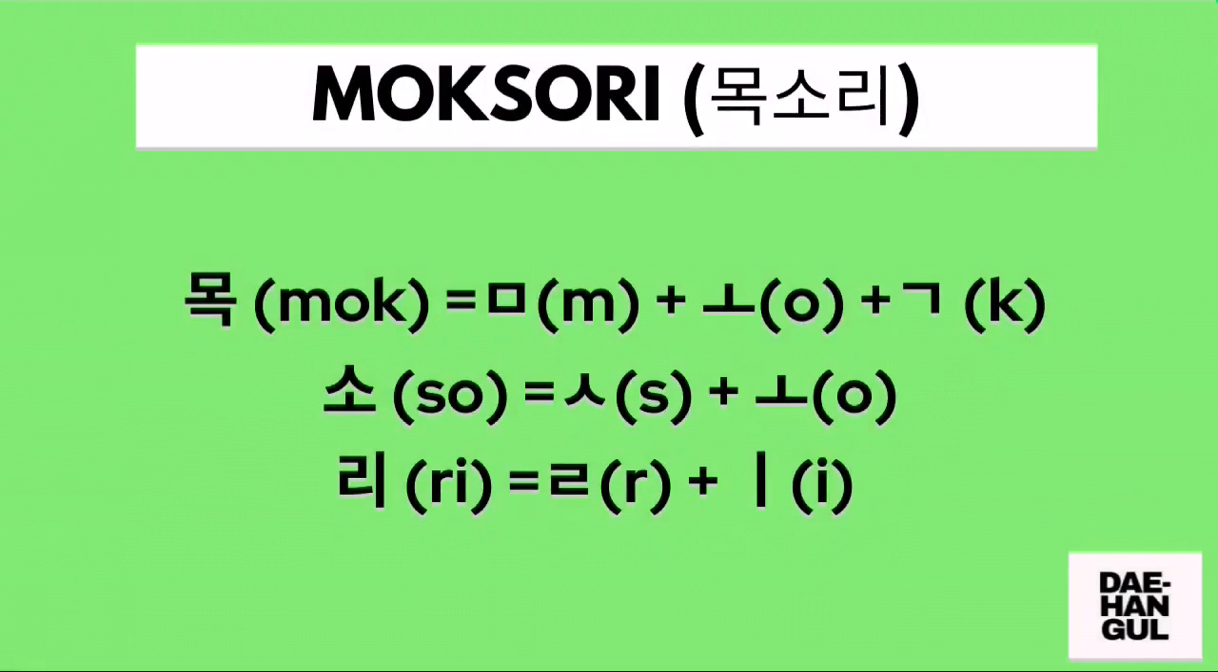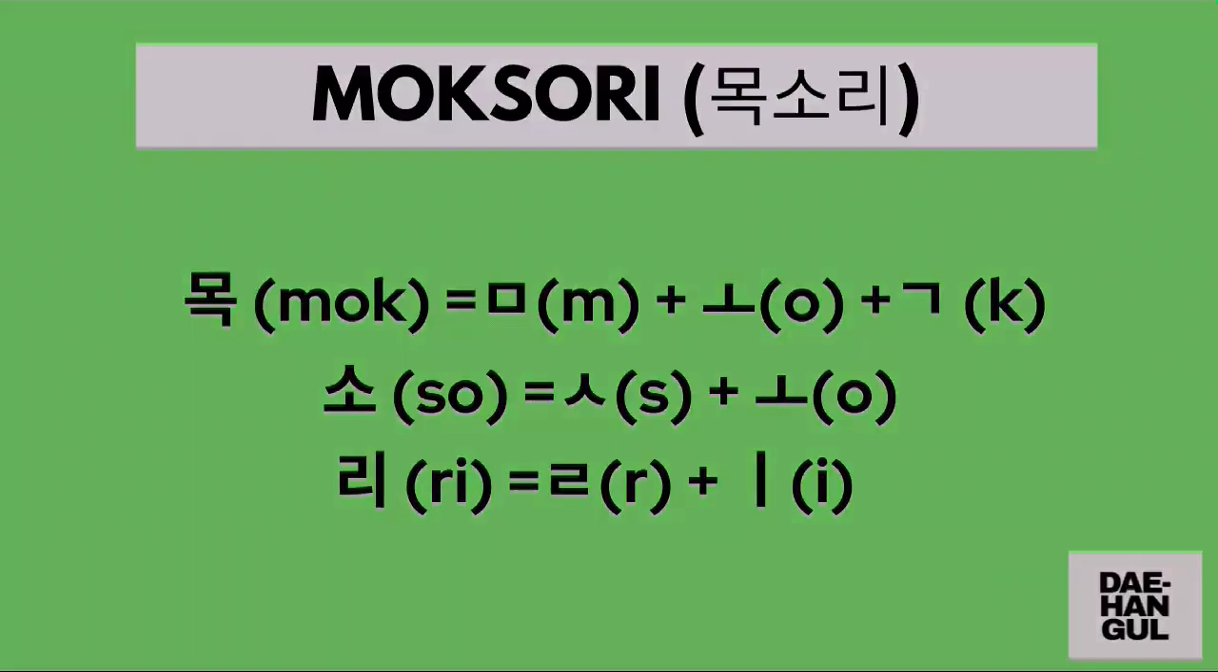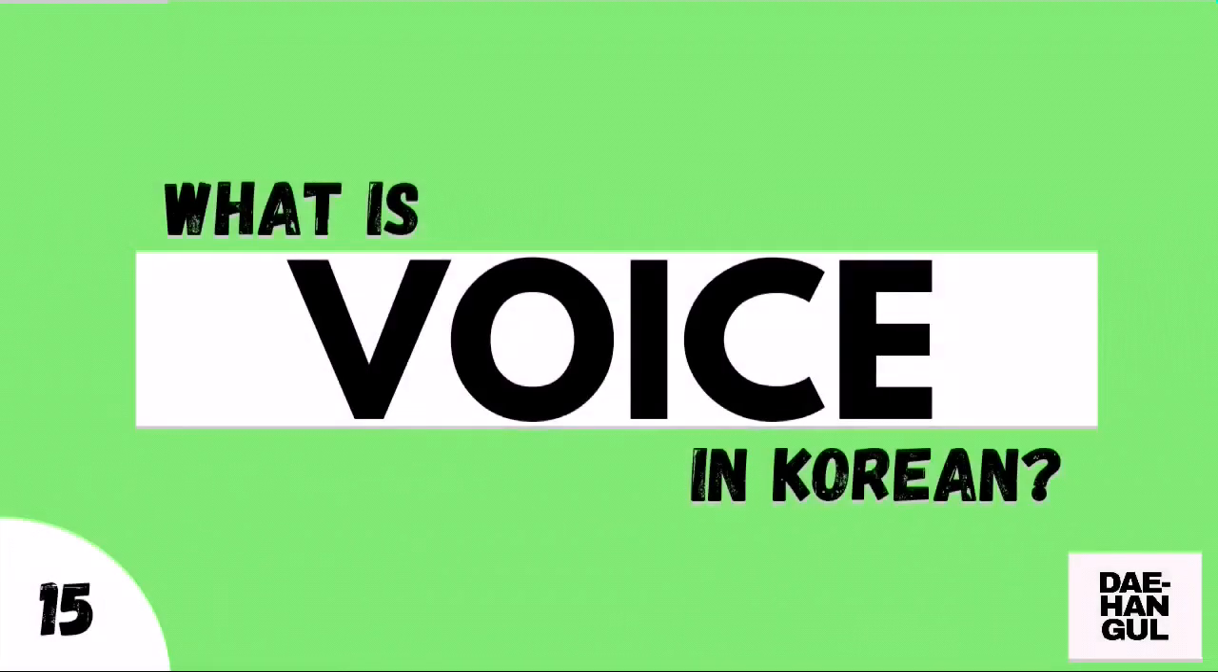How do we write this in Hangul? Let's start with the first syllable, mok. First, we need to draw a miyam character, followed by the o character, followed by the giyeok character. For the second syllable, so, we need to draw a siyat character and an o character. For the last syllable, ri, we need to draw first a real character, followed by the e character. Then, combine to form the Hangul of 목소리. And now, you already know what is voice in Korean.